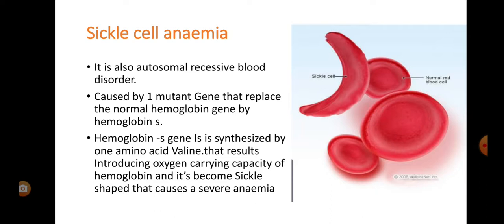The normal hemoglobin A gene is synthesized with one amino acid, glutamic acid. It is replaced by the amino acid valine when the mutant gene, hemoglobin S, is synthesized. That reduces the oxygen carrying capacity of the hemoglobin, and the shape also changes and becomes sickle shaped, and that causes severe anemia. That means there is loss of RBC, and obviously the hemoglobin is non-functional. As you can see, the shape of the RBC is changed.